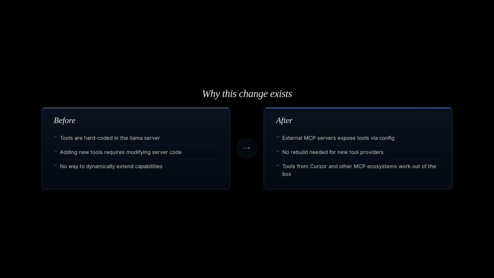Before this change, every tool was hard-coded into the Llama server. If you wanted to add a new capability, you had to modify the server code and rebuild. After this PR, you can configure external MCP servers via command line flags, and those servers expose their tools through the same /tools endpoint. No rebuild required. This opens the door to tool providers from the broader MCP ecosystem, like those already used in Cursor.